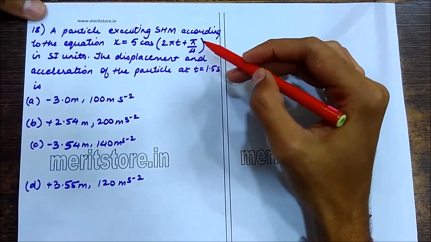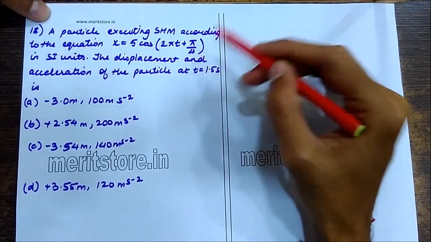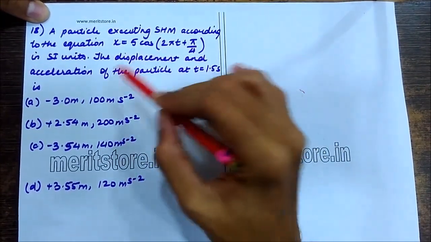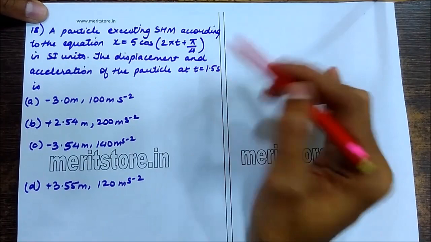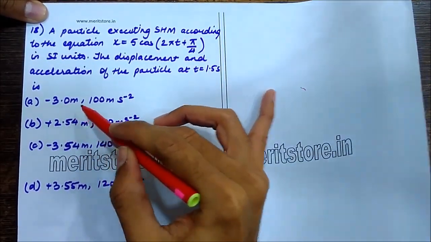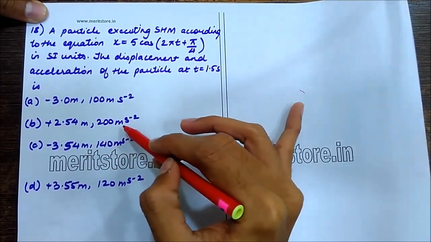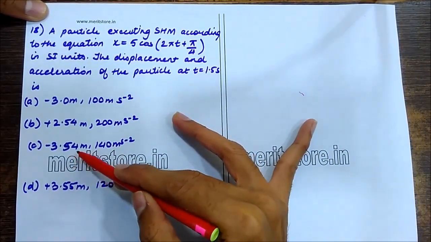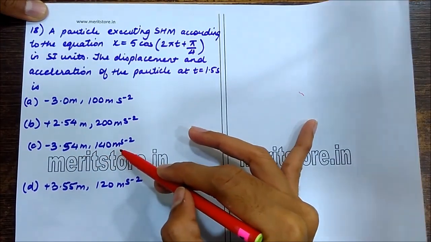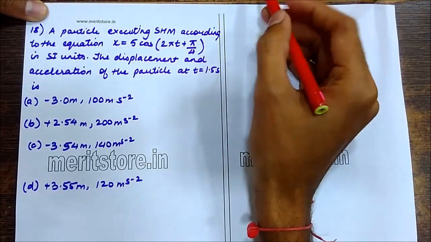A particle executing SHM according to the equation x equals 5 cos of 2 pi t plus pi by 4. In SI units, the displacement and the acceleration of the particle at time t equals 1.5 seconds are, options: A, minus 3.0 meters, 100 meter per second square; 2.54 meters, 200 meter per second square; minus 3.54 meters, 140 meter per second square; or 3.55 meters, 120 meter per second square.